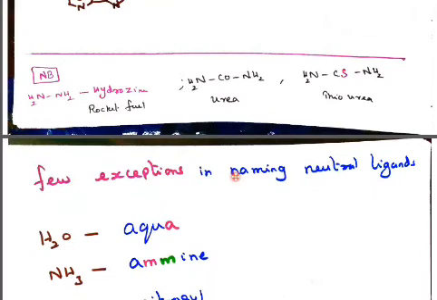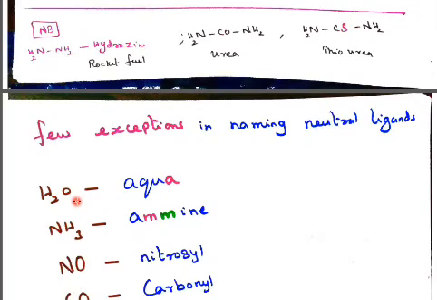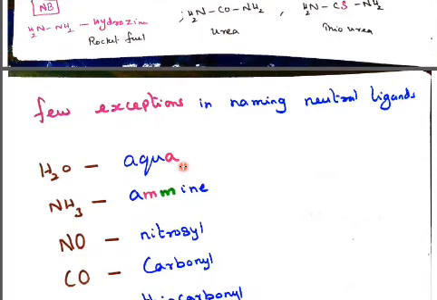Next, a few more exceptions in naming the neutral ligands. Here, water. In the old system, they used to say aquo, but in the new system after 2004, IUPAC recommends a special name for water: not aquo, it should be aqua. So the new system is the one to be followed nowadays. If any other book says aquo, you should change it into aqua. NH3 is ammonia, to be said as ammine with a double M. So it is called ammine.